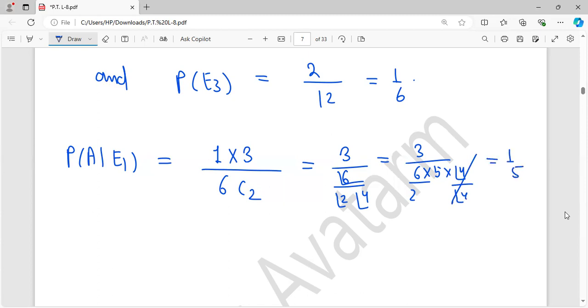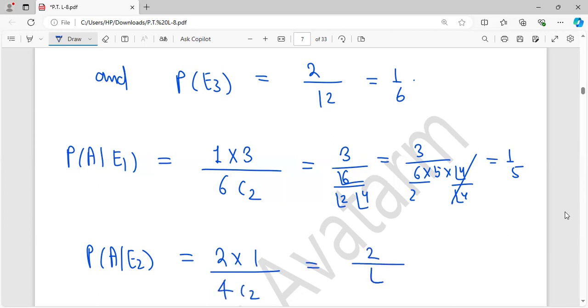Okay. So what is P(A relative to E2)? How many white balls are there? White balls are 2. And what are red balls? 1. And this is 4C2. What is this? This is 2 upon factorial 4 upon factorial 2 factorial 2. So this is 2 upon 4 into 3 upon factorial 2 factorial 2. So this is 1 upon 3.